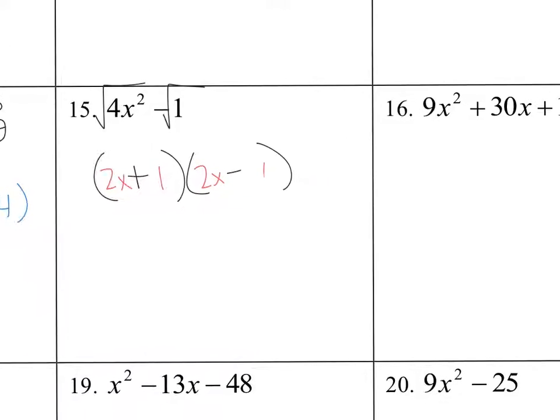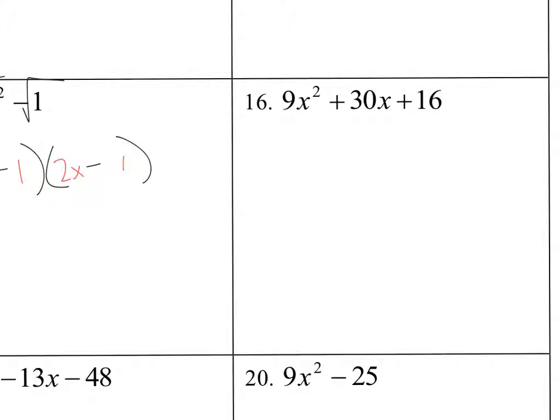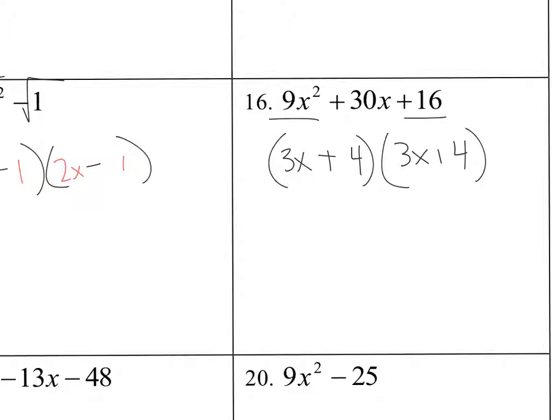And then 16. This one looks like it's a perfect square trinomial because I recognize that I have 9x squared and 16. So I'm going to try this and see if it works. So the square root of 9x squared is 3x, this is 3x, this is going to be a 4 and a 4, and I'm going to add them and see if I get 30. So does it work? If I have 12x and 12x, no, it doesn't equal that. So I'm going to have to do it longhand, the long way. I was hoping it would be a perfect square trinomial, but it's not.